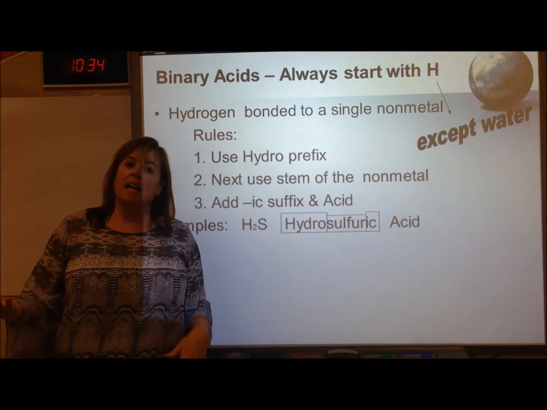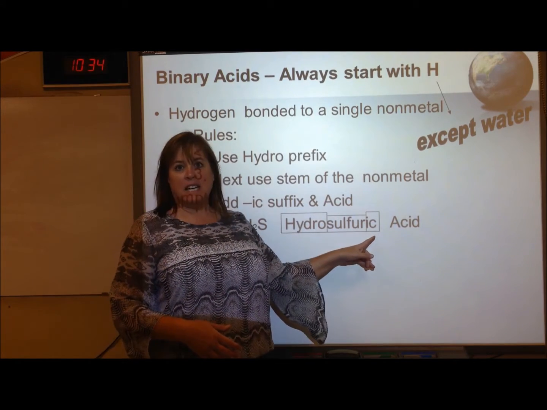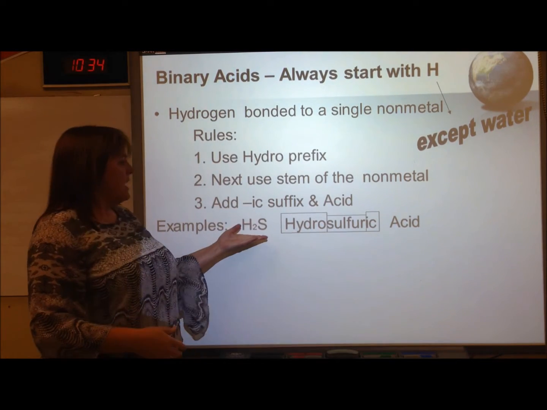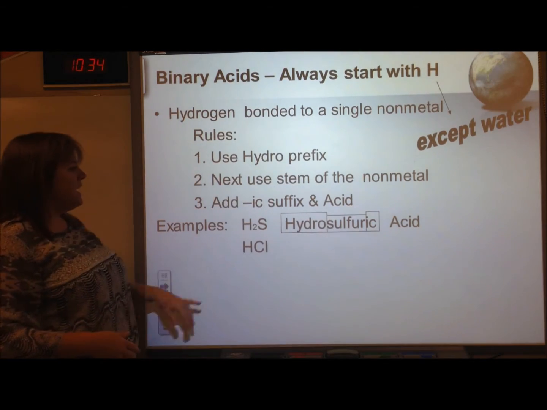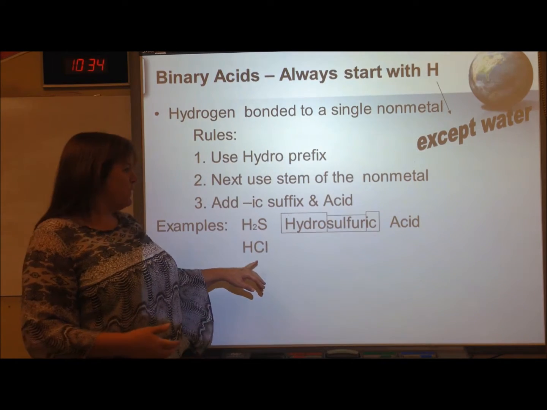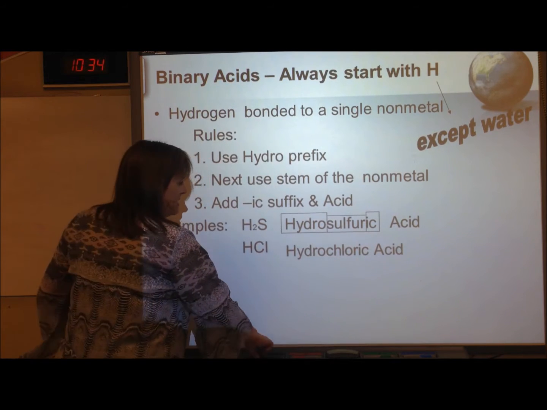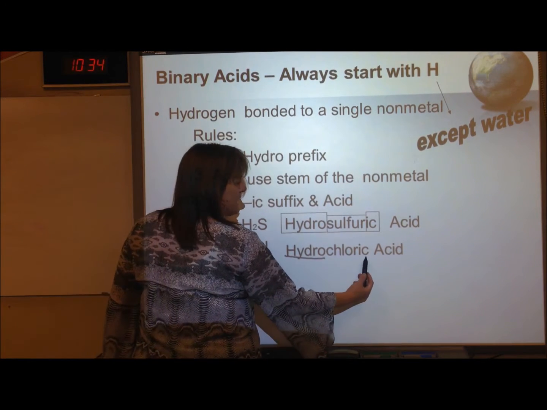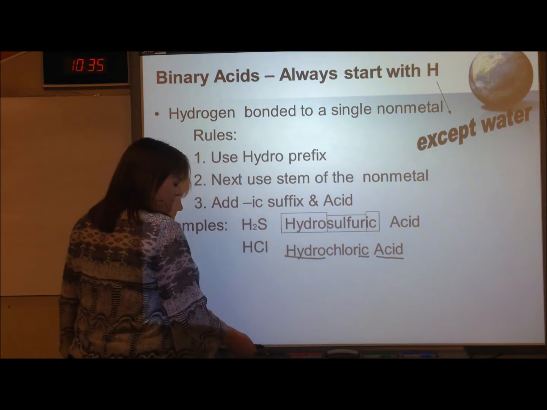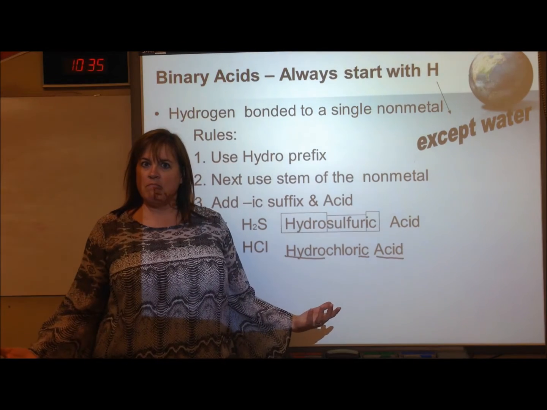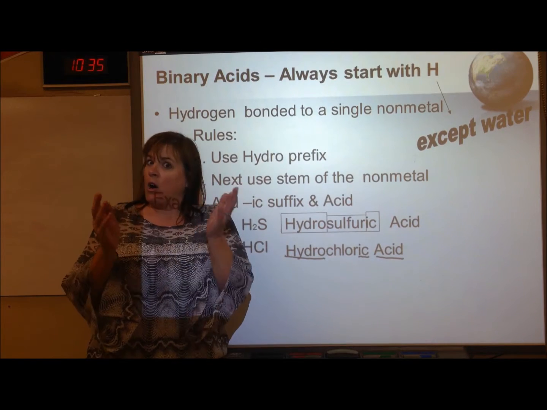So remember in ionics, we changed the ending to IDE. For acids, we changed the ending to ic, acid. So H2S would be hydrosulfuric acid. In our acid cabinet and in a lot of labs, we've used hydrochloric acid. So we start with hydro, we name the stem of whatever it's bound to, and then we add ic, acid. All right, so that's if it's just hydrogen with one other element, and that element will always be a nonmetal.